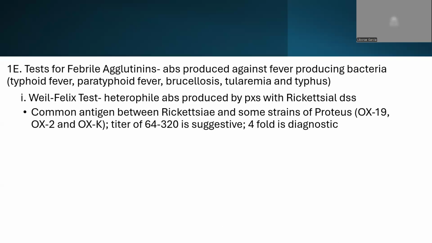So there's a common antigen between your rickettsia and some strains of your Proteus. You have OX19 and OX2, which are strains of Proteus vulgaris, and OXK, which is a strain of Proteus mirabilis. A titer of 64 to 320 is suggestive of this disease, and a fourfold increase of the titer between paired sera is already diagnostic.